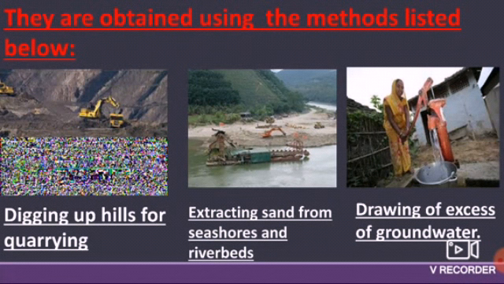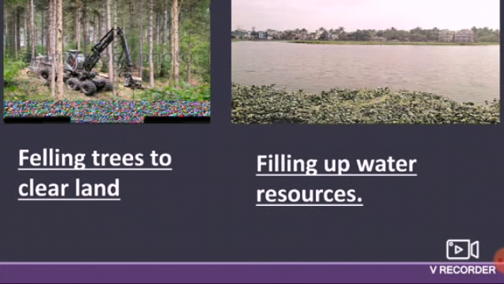Drawing off excess groundwater. Groundwater is very important, but when we draw out such water, the water level reduces. Also felling trees to clear land. This is really a big problem in our society, that is deforestation, cutting down the trees. Also filling up water resources, meaning whatever water body there is, we fill it with mud, clear that land, and that land is used for the construction of buildings, houses, industries and many other purposes.